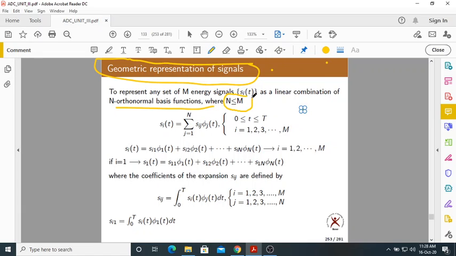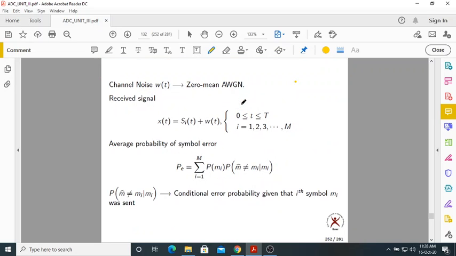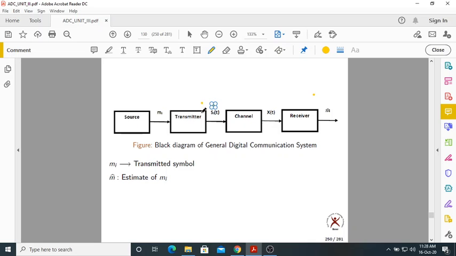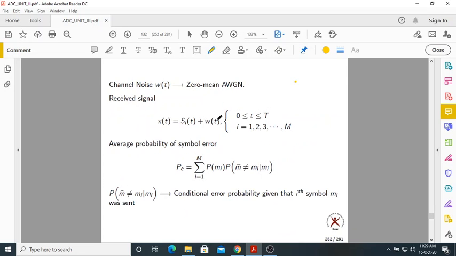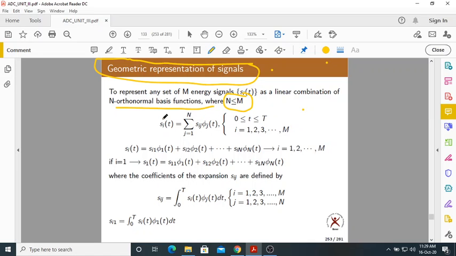Please remember this: capital M will always be greater than or equal to small n. So what is capital M and what is capital N? M is the number of signals that we are transmitting. Here, the transmitter is producing S1(t), S2(t), and so on up to SM(t). Capital N is the number of basis functions. We will see how to generate those basis functions. Always the number of transmitted signals will be greater than or equal to the number of basis functions that we use to represent them as linear combinations.